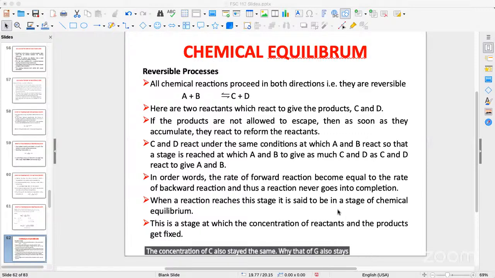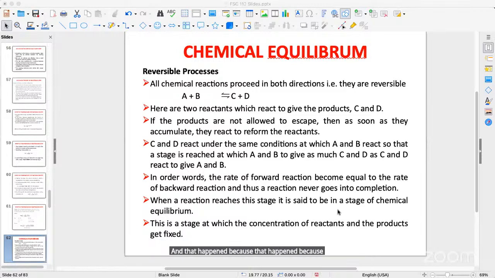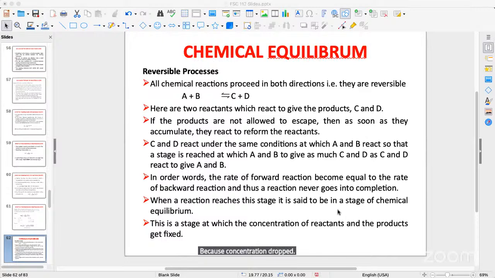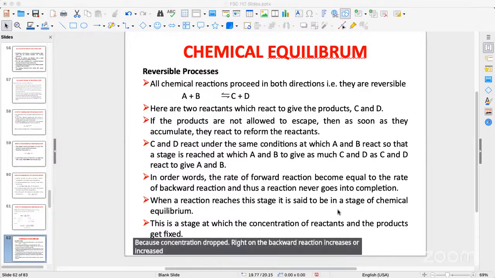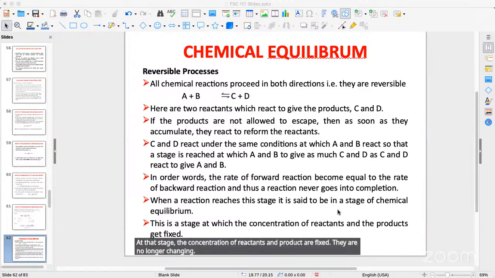By virtue of the fact that the rate at which each of them is being consumed equals the rate at which they are being produced. And that happened because the rate of the forward reaction dropped because concentration dropped. The rate of the backward reaction increased because the concentration also increased. And they get to a meeting point. And that meeting point is what we refer to as chemical equilibrium. At that stage, the concentration of reactants and products are fixed. They are no longer changing. That is what is referred to as chemical equilibrium.